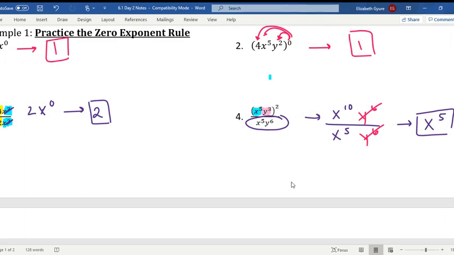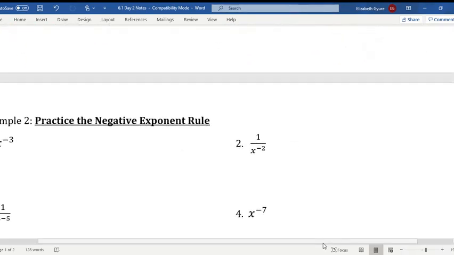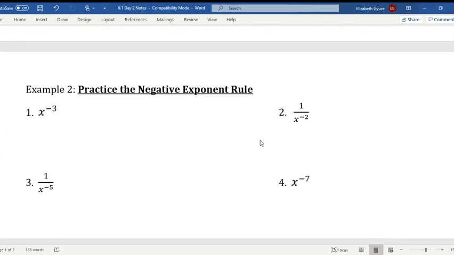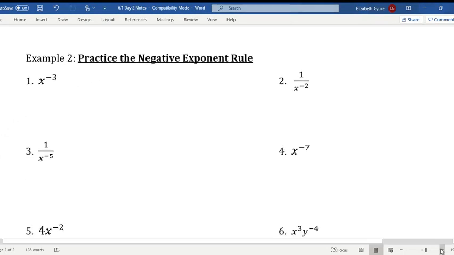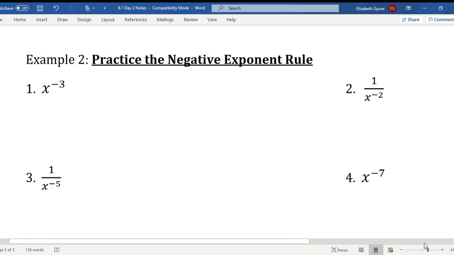No? All right. Moving on. We're going to practice some negative exponent stuff. We don't want negative exponents. We want to get rid of them. So this is move it and lose it.